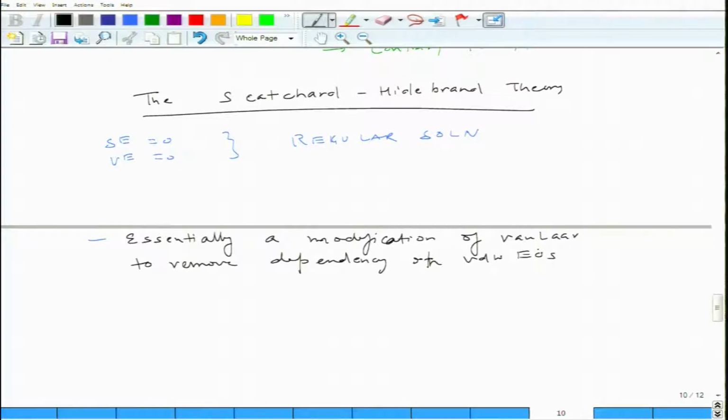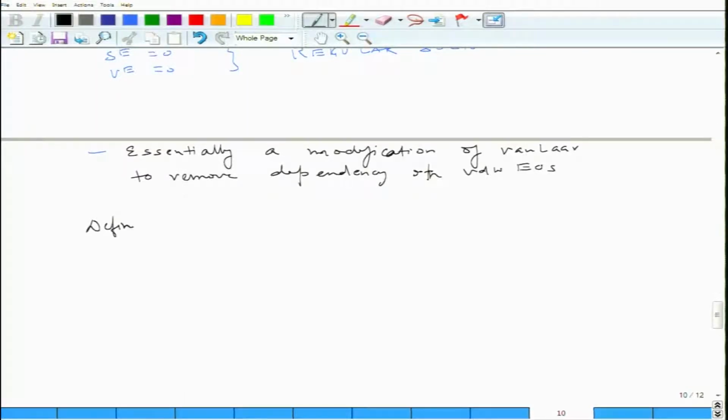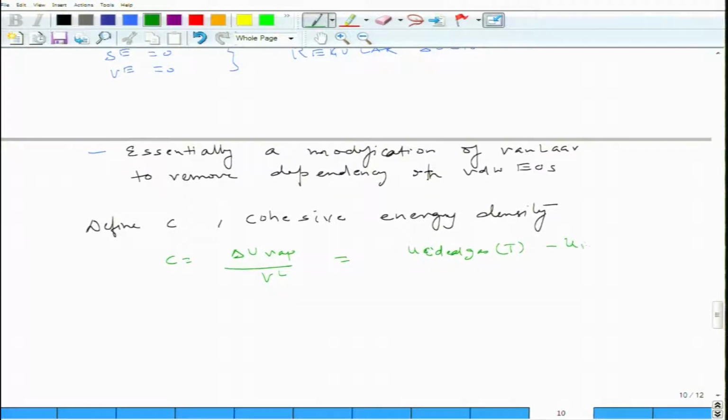In order to do that, Scatchard-Hildebrand defined the cohesive energy density. They defined a term C, which is the cohesive energy density. C is equal to delta U vapor divided by VL. This is the formalism of the cohesive energy density, where VL is the molar volume, and delta U vapor is nothing but the difference between the internal energy of the ideal gas at T minus the internal energy of the liquid at T. So, essentially it is the internal energy of the liquid with reference to the internal energy of the ideal gas at that temperature, and that is the cohesive energy.